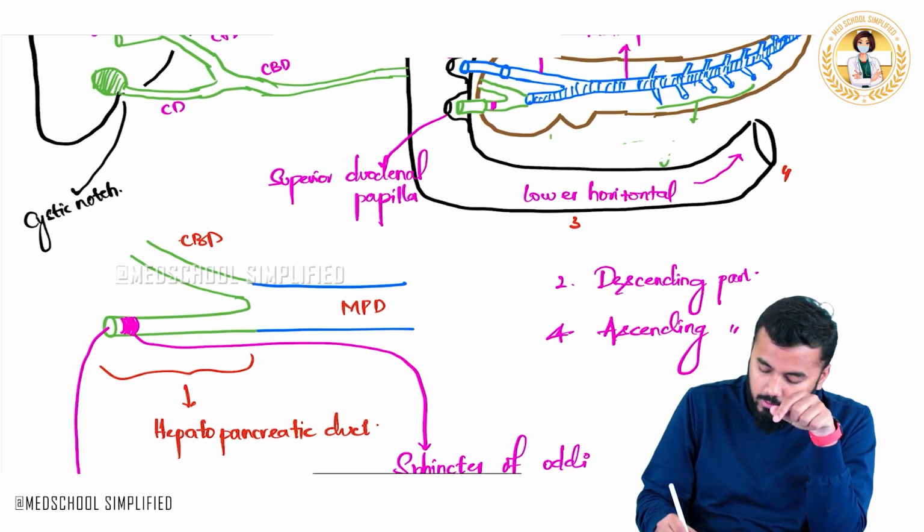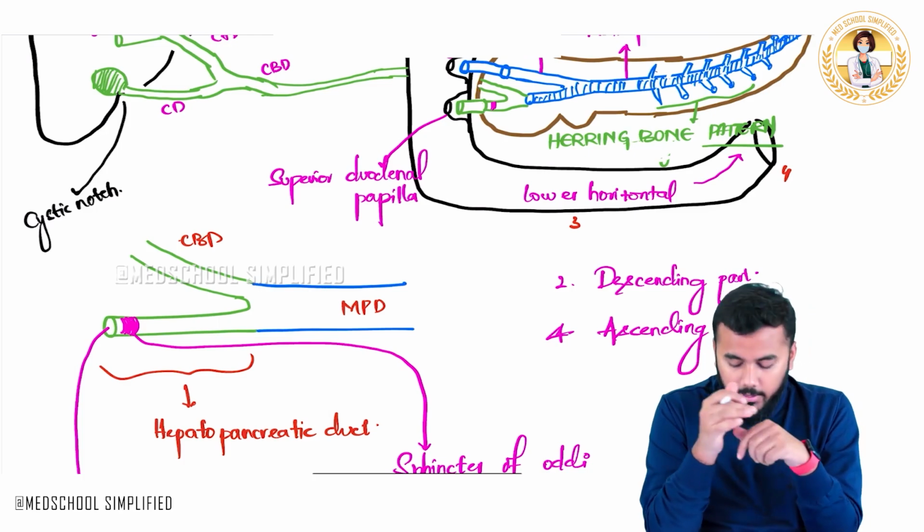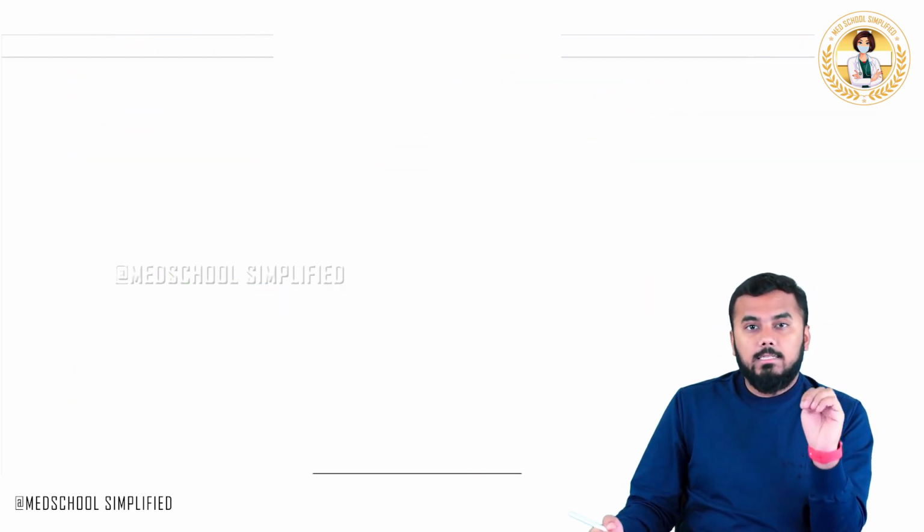This pattern is called herringbone pattern. This is called herringbone pattern. Okay. Now let us discuss the arterial supply, guys.